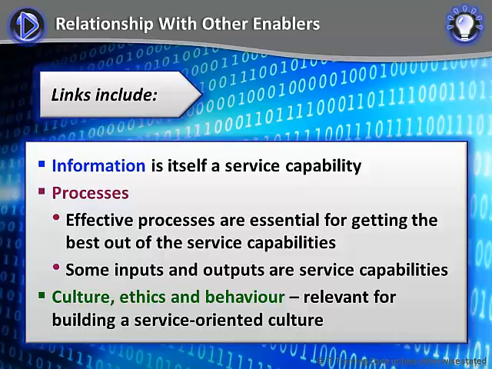Some inputs and outputs are service capabilities. For example, an output of the process APO04 Manage Innovation is a recommendation for the use of some new technology. And that is an input to process BAI03, Manage Solutions Identification and Build. Culture, ethics, and behavior. This enabler is obviously relevant for building a service-oriented culture.